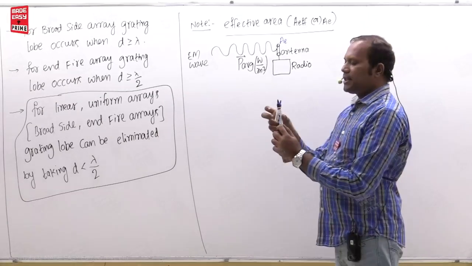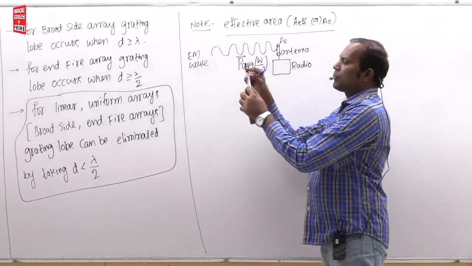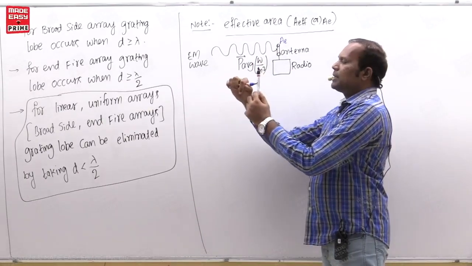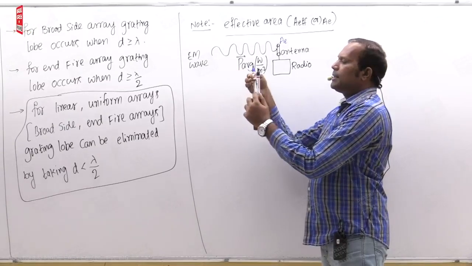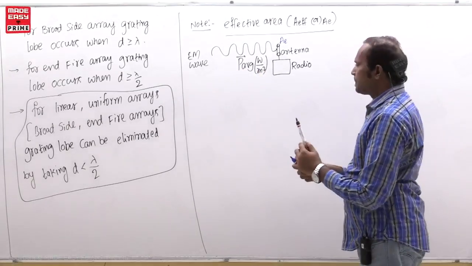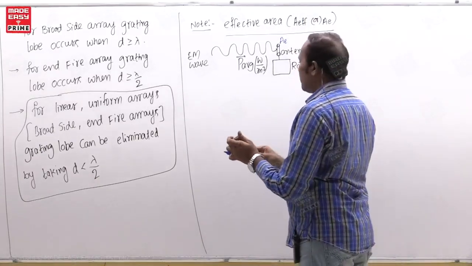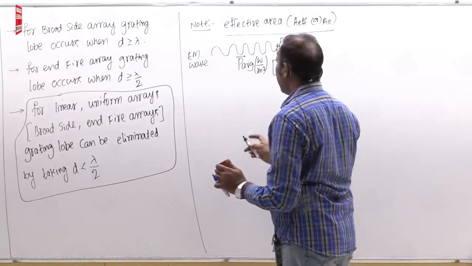So there is no use of the physical area, but the antenna has this side total area, but there is no use of that. Now whatever EM wave comes this side, that hits this side, and this area called effective area only receives the EM wave. So dear students, here is how you define the effective area of the antenna.